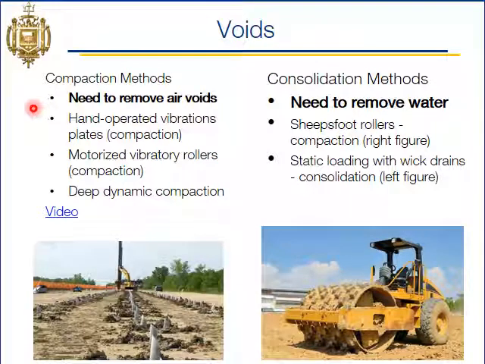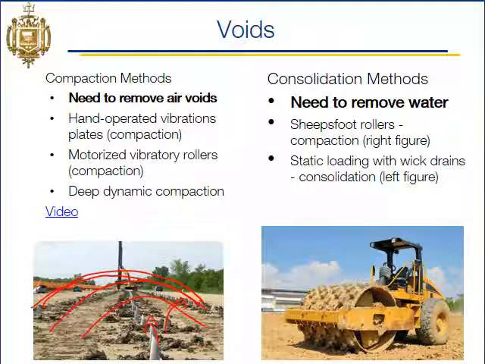All right, so here's another graphic kind of talking about compaction and consolidation. So here's a picture of consolidation setting up for it. All these white pipes here, these are called wick drains, and so you install wick drains into the soil, and then what they're going to do next is they'll come and they'll put a big giant mound of dirt on top of this site here, and that dirt will apply pressure to the soil below and force the water out of the wick drains, right? So that'll consolidate the soil.